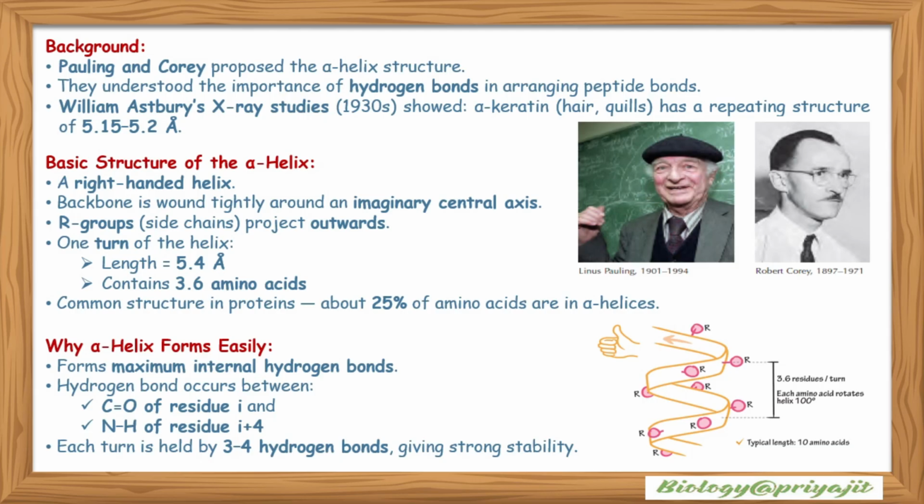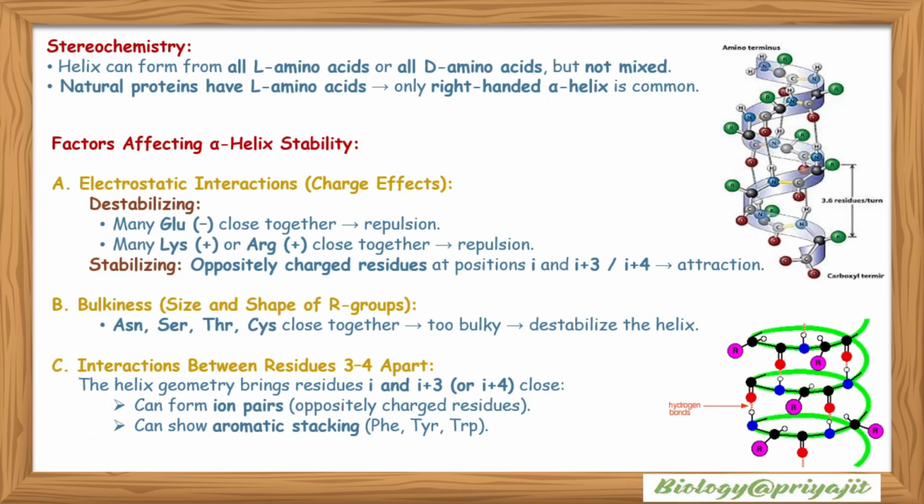Why does an alpha helix form easily? It forms maximum internal hydrogen bonds. Hydrogen bonds occur between the C double bond O of one residue and the NH of residue N plus 4, or I plus 4. So each turn is held by 3 to 4 hydrogen bonds, giving strong stability. Stereochemistry: a helix can form with all L amino acids or all D amino acids, but not mixed. Natural proteins have L amino acids, so only the right-handed alpha helix is common.